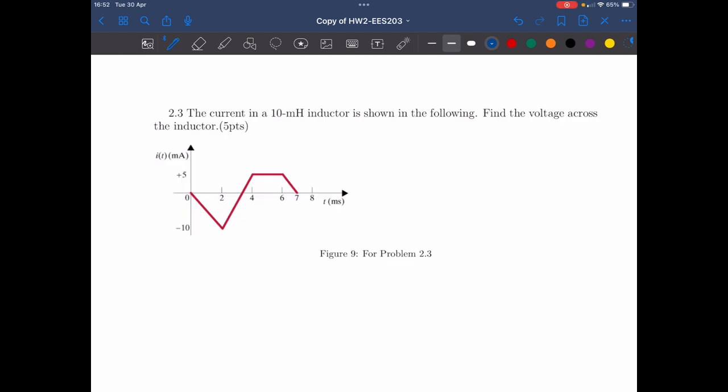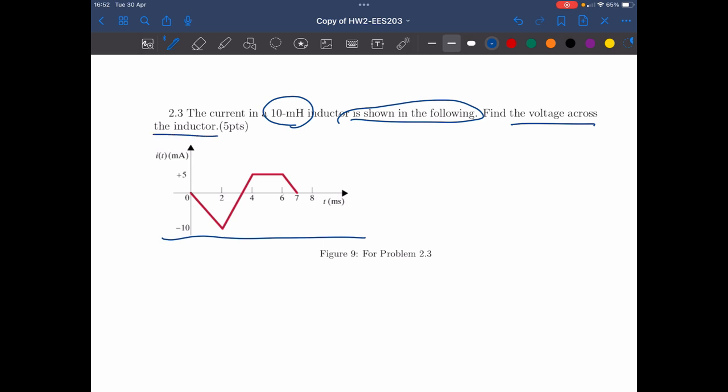Let's take a look at this question 2.3. We have the current in a 10 millihenry inductor, which is shown in the following circuit, as you see according to this graph. Now what we want to do is find the voltage across this inductor, or find the graph that represents the relation between the voltage and the time. So in that case, first of all, this inductor is 10 times 10 to the power minus 3 Henry according to the question.